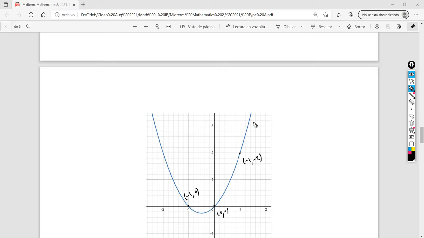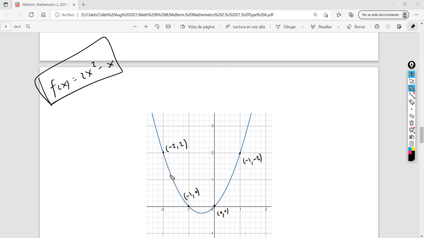What I'm saying is this: if this is the graph of this function, then each of these 3 points and all of the rest should satisfy it. Although, for example, this one is also clear, -2, 2, but the points in between may not be as clear.